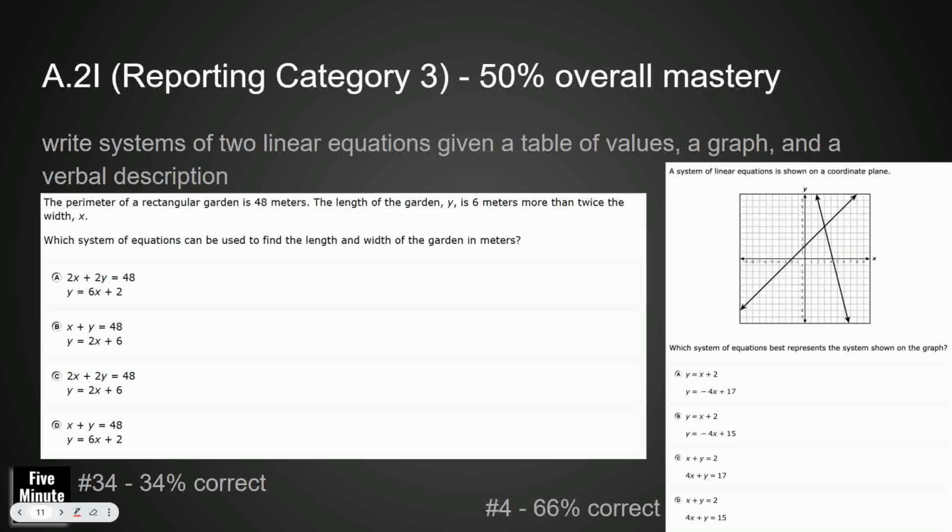Next, 8.2i, we're looking at systems of linear equations. We had two problems on this test, and one of them was pretty easy. You see, number 4, we do have a graph that we could use. On number 34, it was just a verbal description. That was a little bit more challenging. So let's go ahead and take a look at number 4.